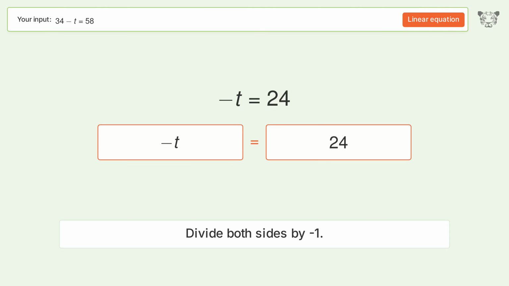Negative 1 is multiplying t. To leave t alone, divide both sides by negative 1.